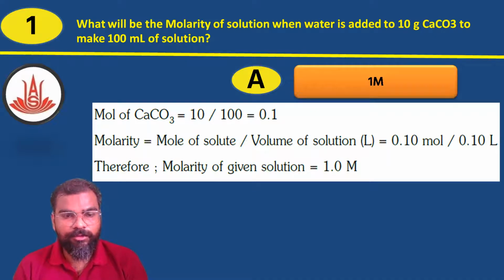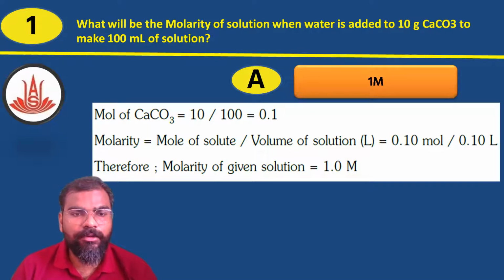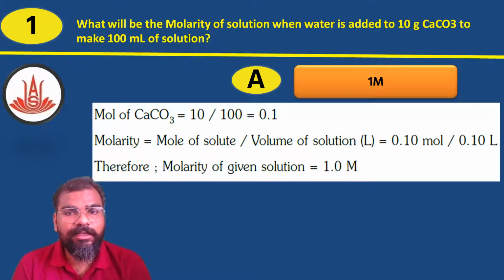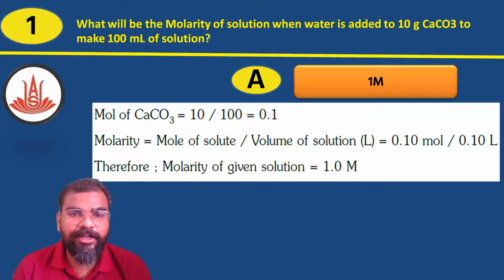So for question number 1, for the answer A, the mole is the weight upon molecular weight, 10 upon 100, and then the molarity is 0.1 upon 0.1, so it would be 1.